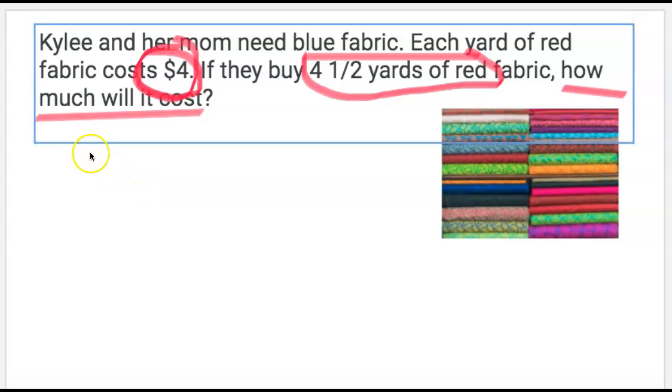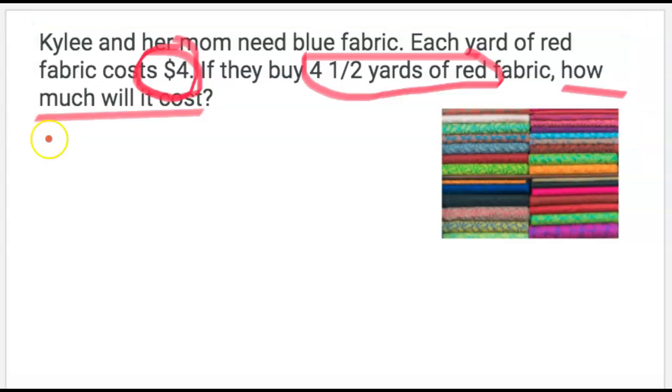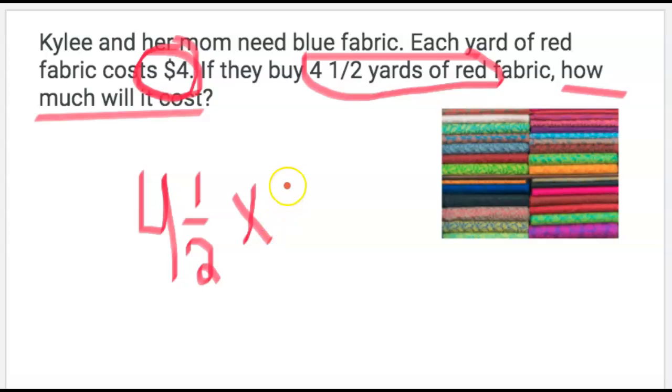Okay, so we're going to have to find 4.5 yards and we're going to be multiplying it by $4. So this one is almost like what you would think of as a regular multiplication problem. If I had 4 yards of fabric, I would multiply it by $4 to figure out how much it would cost. So if I have 4.5 yards of fabric, that doesn't change anything. I still have to multiply each yard that I am buying by the cost for 1 yard. So I'm going to have $4, 4.5 times. Okay? So I'm going to have to multiply 4.5 times 4.